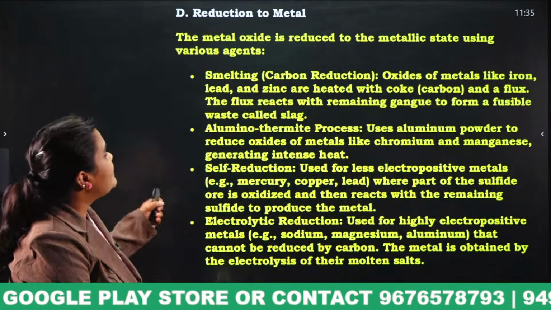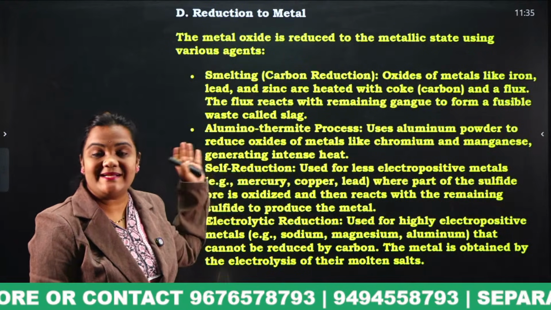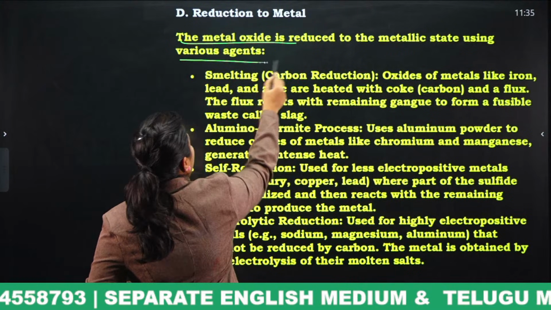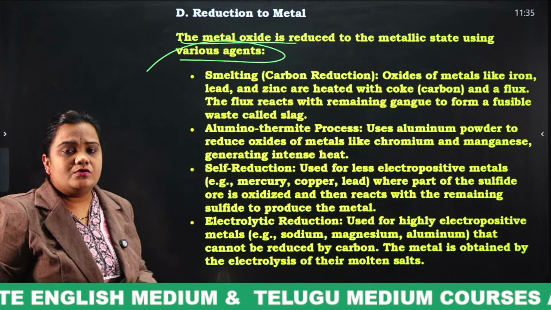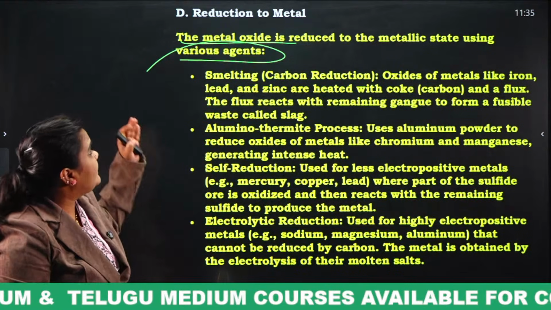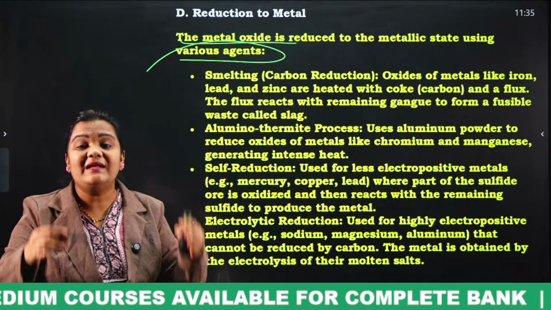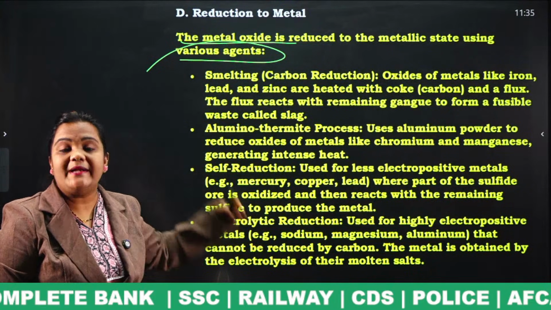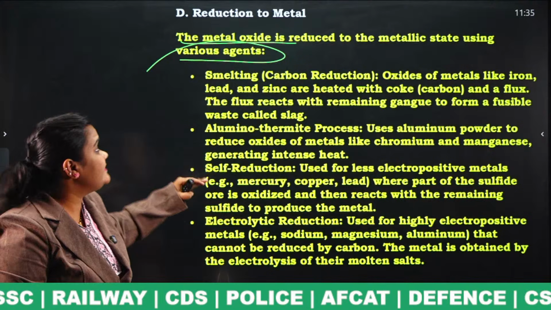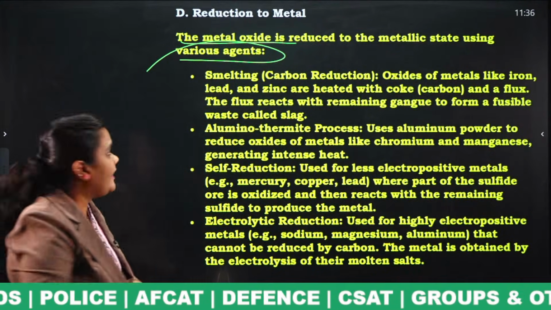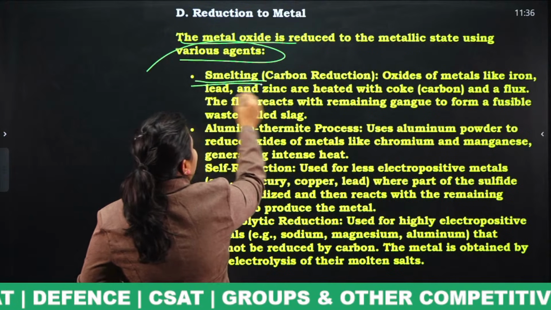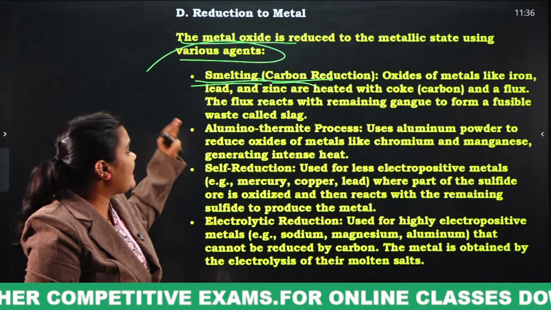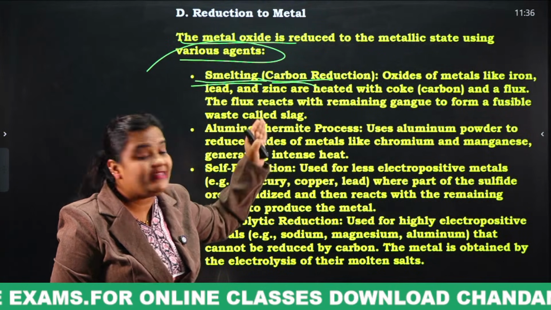Next, reduction to metal. The metal oxide is reduced to the metallic state using various agents. So what is this method actually? Reduction to metal: when we add reducing agents, the impurities are removed from the ores. Let us see what the different types of methods in reduction to metal are. The first one is smelting. Smelting is nothing but carbon reduction. Oxides of metals like iron, lead and zinc are heated with carbon.